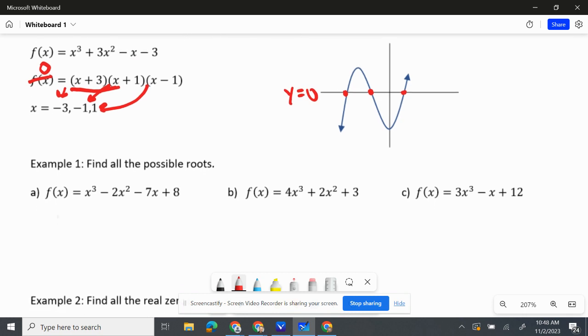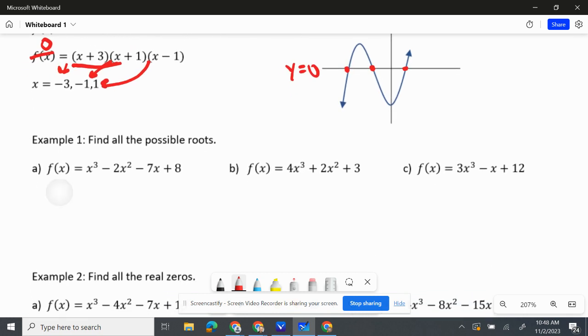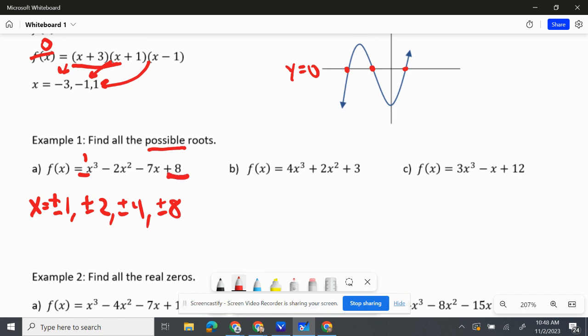So for the first one, before we get into finding all the zeros, we're going to list the possible zeros. How we find the possible zeros is all the possible factors of 8 divided by all the factors of 1. 1 is a really nice number because it would just be 1. So our possible ones are plus or minus 1, plus or minus 2, plus or minus 4, plus or minus 8. Once again, all the factors of 8.